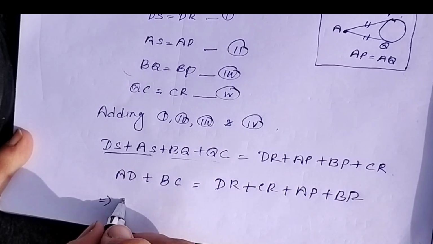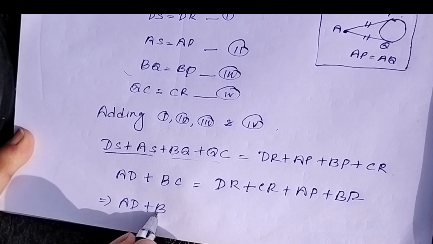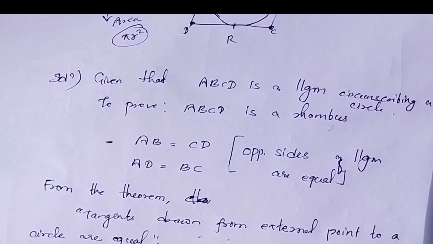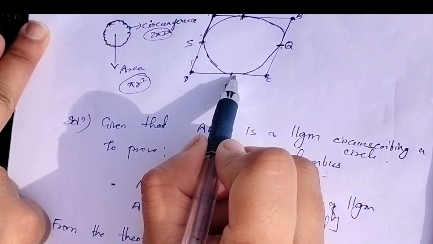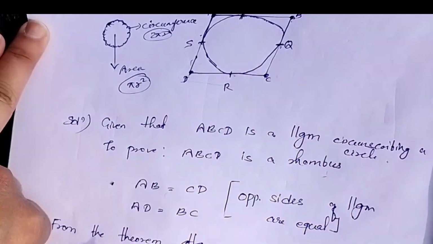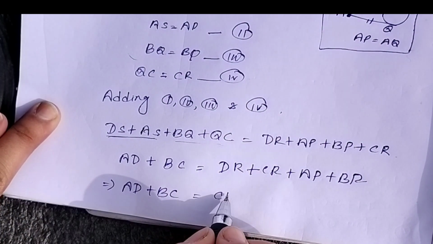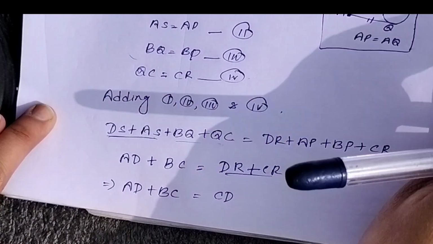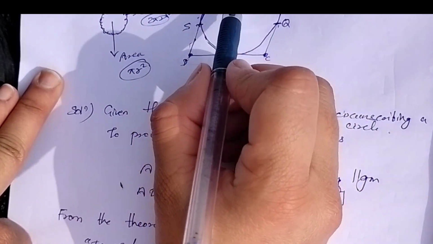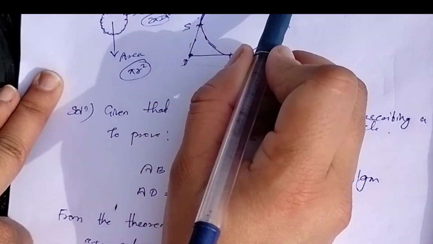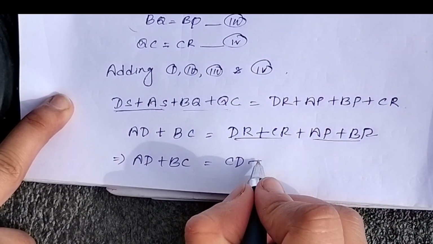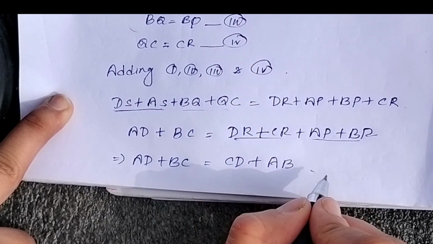From this what we can write is, same as the left hand side, DR plus CR. Here DR plus CR can be written as whole CD only, no. So we will replace it with CD. And AP plus BP can be written as whole AB only, no. So we will replace it with AB.